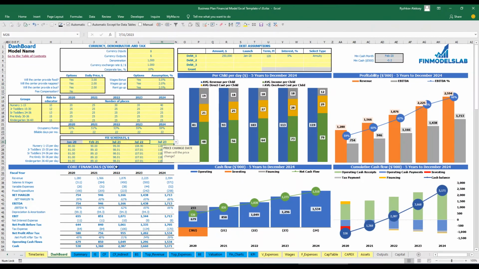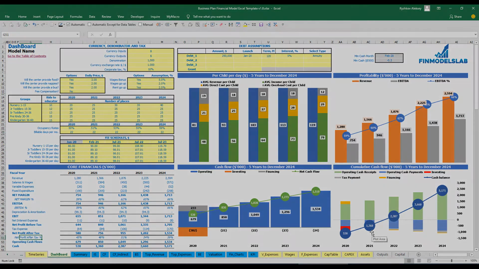Once you set up all the dashboard assumptions, variable expenses, wages, fixed expenses, and CAPEX line items, you may see your core financials related to the revenue, EBITDA, net profit, operating cash flow, and cash, and see these KPIs on the charts on the dashboard.